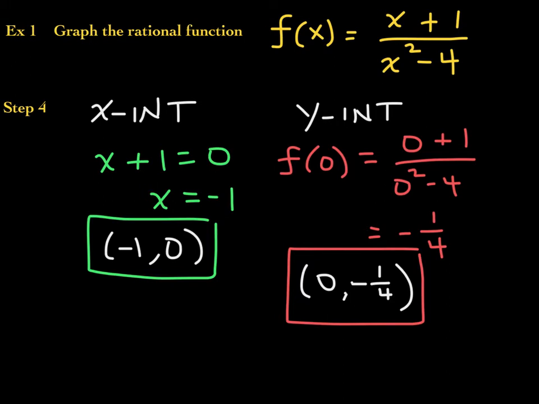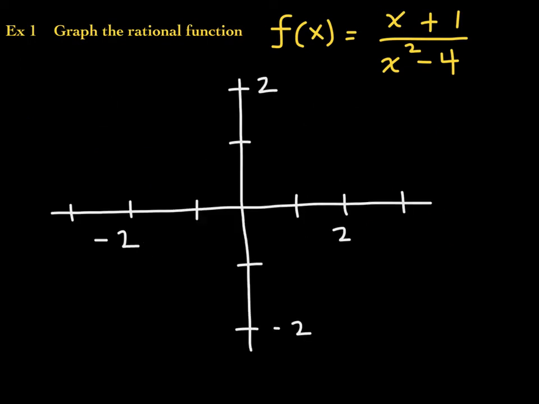So let's go ahead and show what we have so far. The first thing I'm going to do is plot my vertical asymptotes here. Remember, you always use a dashed line to show these because they're not part of the graph, but they help you get the graph. Your vertical asymptotes are x equal to 2 and x equal to negative 2. They're vertical lines. Now your horizontal asymptote is y equal to 0, namely the x-axis, like that.